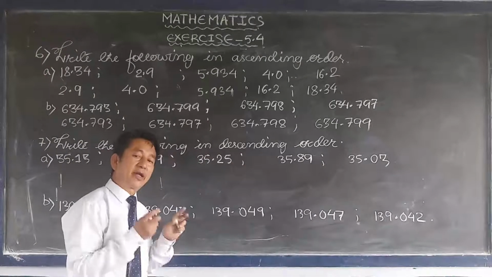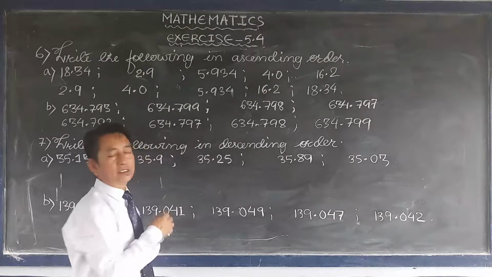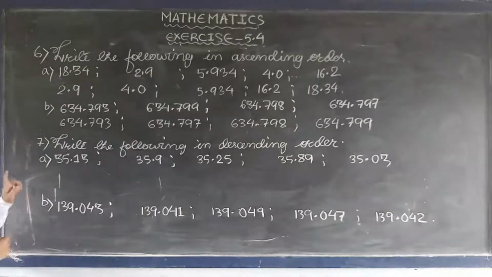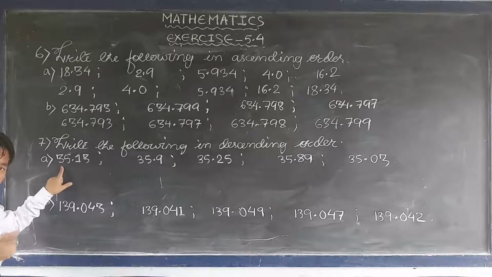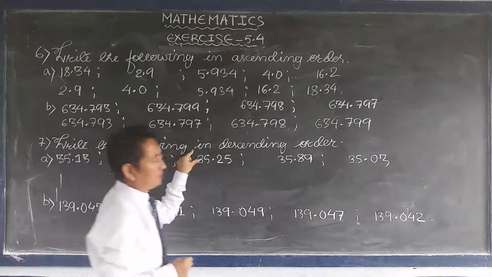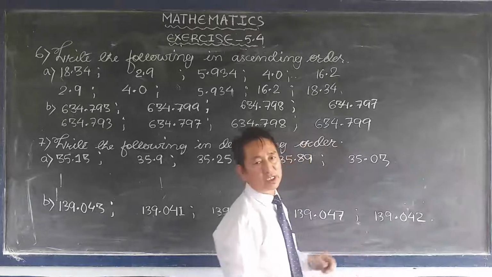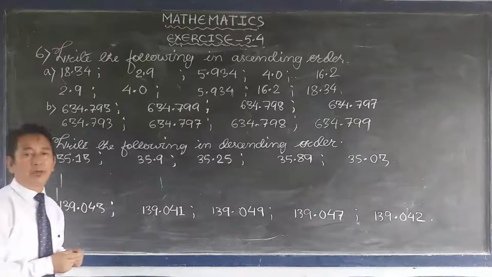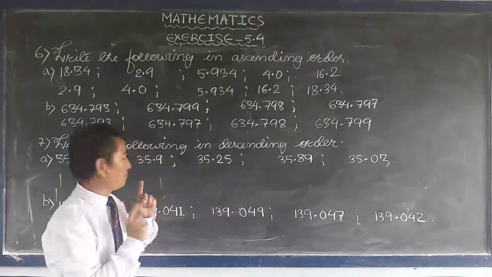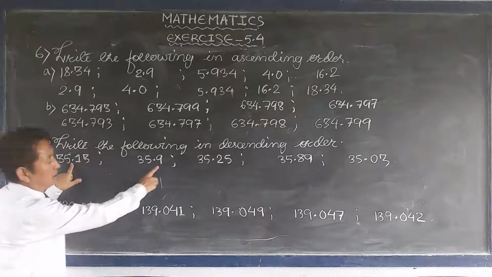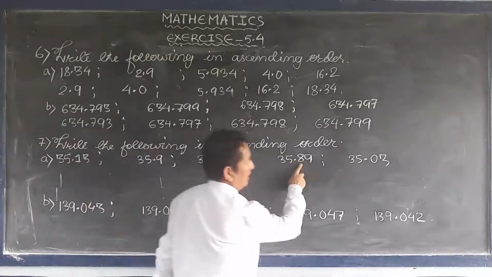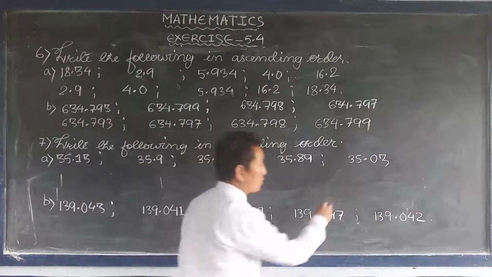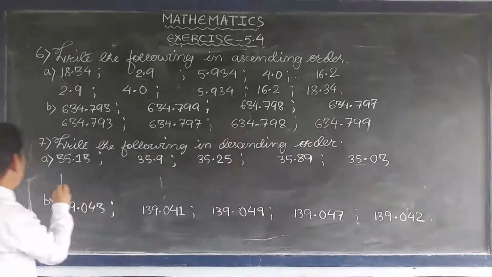Now next, write the following in descending order. Descending means greater to smaller. You have to arrange these numbers from greater to smaller. Now here A. First we'll compare the whole number. 35, 35, 35, 35, 35. All these decimal numbers have the same whole number. So first we'll compare the first digit after the decimal point. Here 1, 9, 2, 8, 0. What comes before 1? 0. This one is the smallest number.